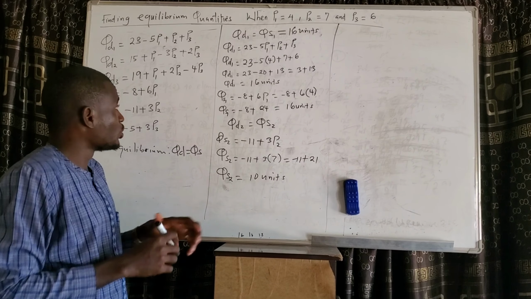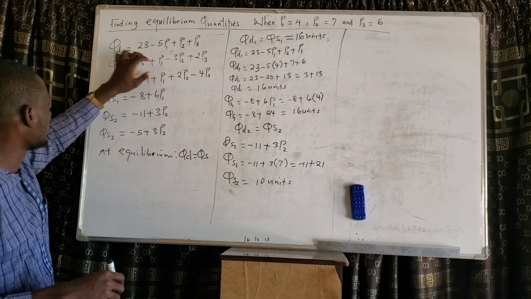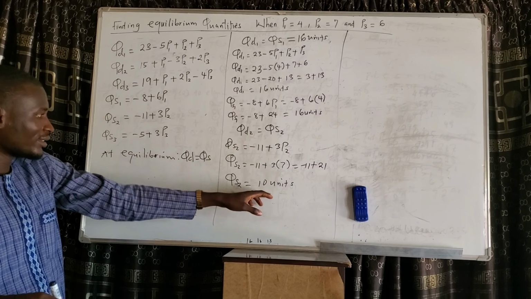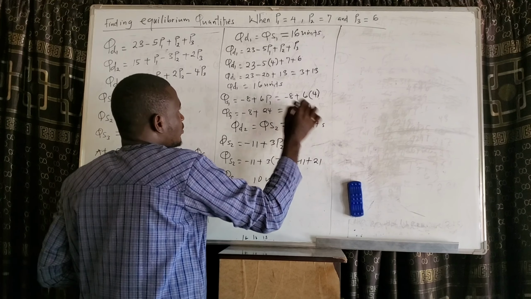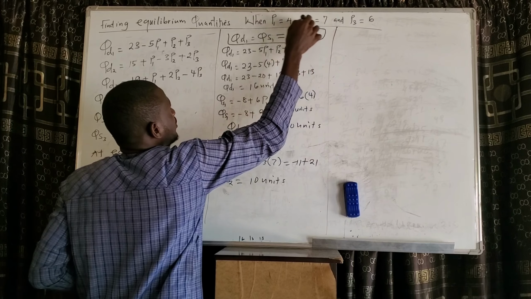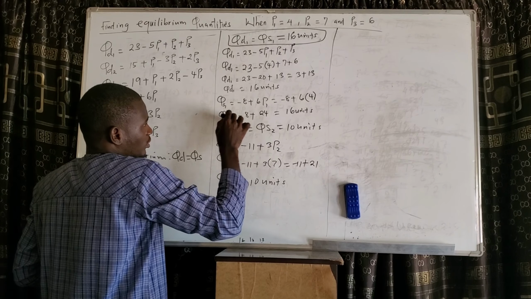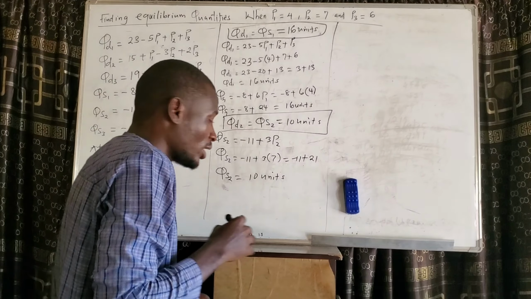So you try using QD2, do it yourself. QD2, you still get 10 units. So this will give us 10 units. Then make it like this.